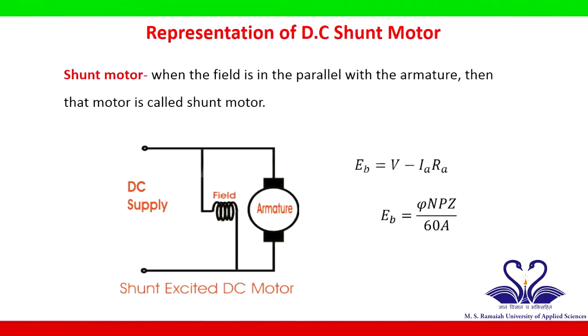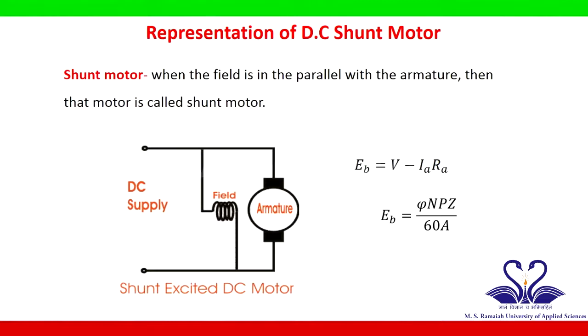The representation of DC shunt motor is as shown in figure. In this, field winding is connected in parallel with the armature. The expression for the back EMF, EB, and the EMF equation is given by EB is equal to V minus the product of IA and RA.